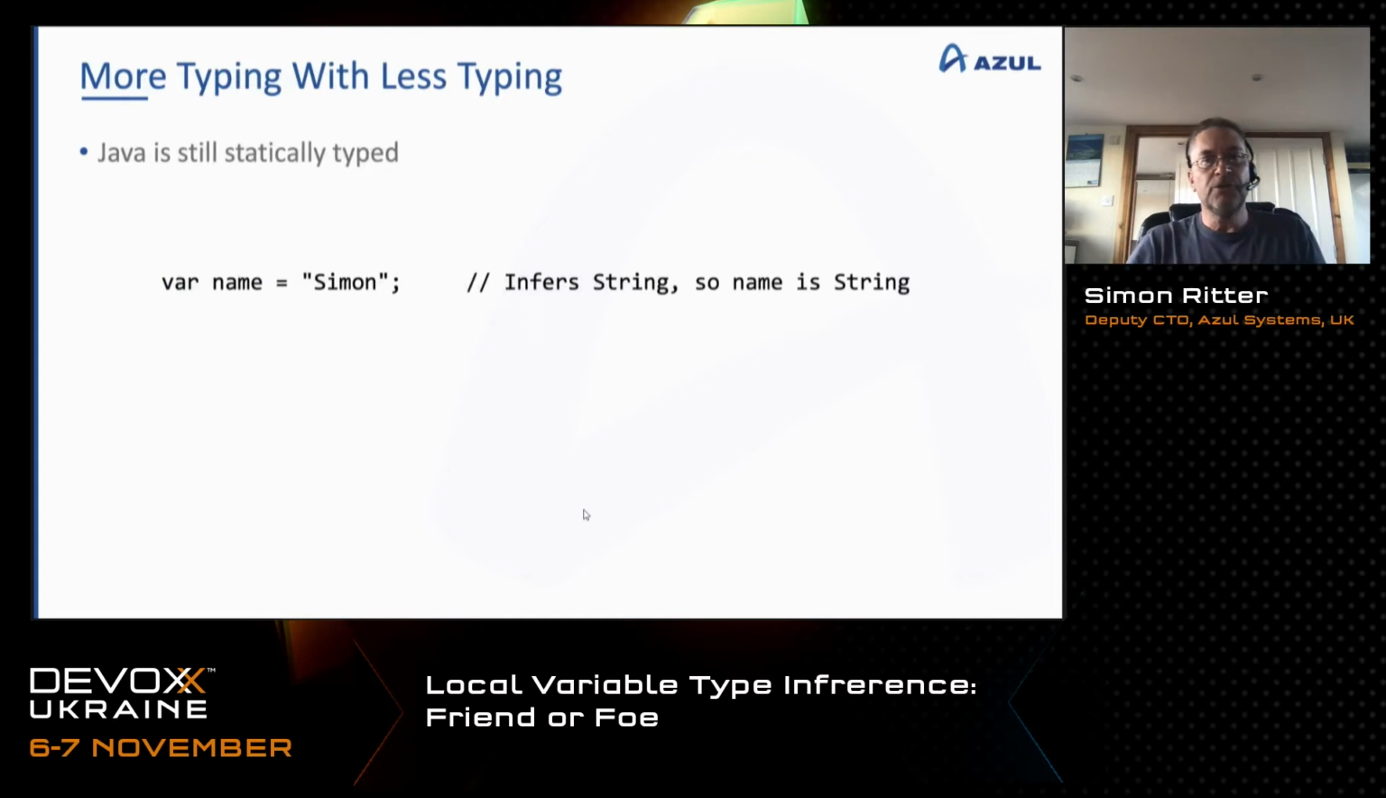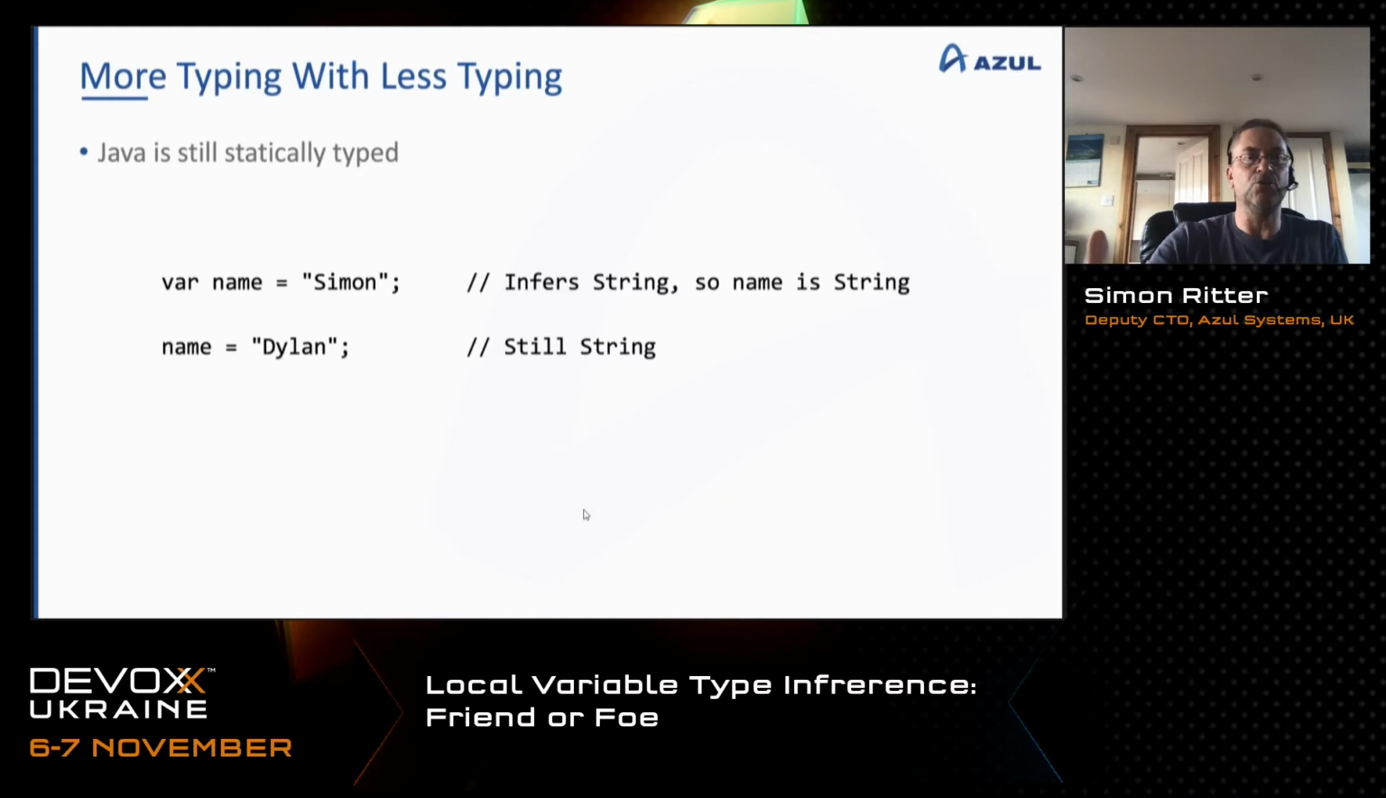Now, one of the things that we do need to understand here is that unlike in JavaScript, where, as I said, JavaScript has var, we are not changing any of the ideas behind Java from the point of view of how the language is typed. So Java is still very much a statically typed language. If we look at this example here, I've got var name equals Simon. Now, clearly, Simon is a string there, and so the compiler will infer string, and name will be set to be of type string.